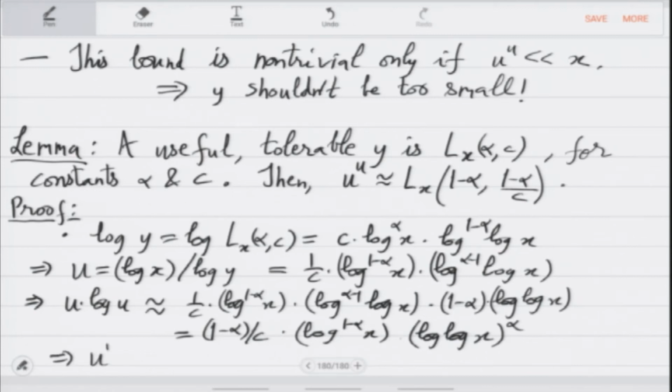Which means that u raised to u will be e raised to this, which is the same as L_x(1 minus alpha, (1 minus alpha)/c). That's the full calculation. So you get that u raised to u is again an L function of 1 minus alpha if y was L of alpha. So that's a nice relationship. It will keep appearing in integer factoring analysis.